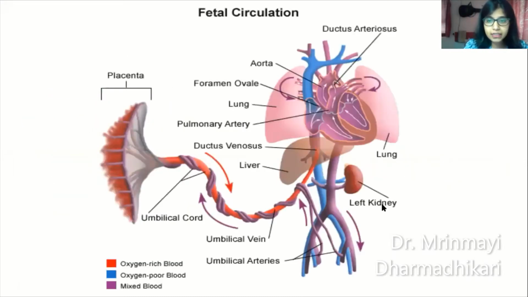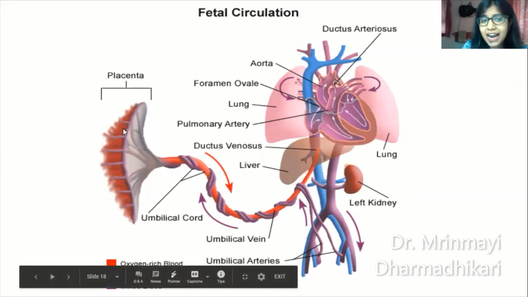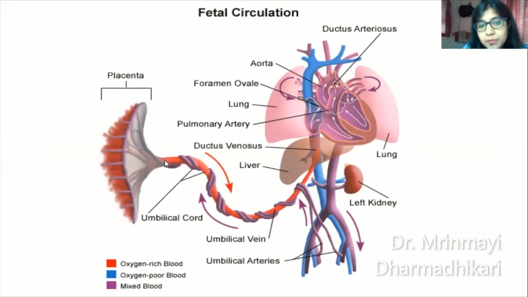So before getting into the intricacies or nuances of the Doppler findings in a growth restricted baby, let us quickly recapitulate fetal circulation. Okay, so we have the placenta, which acts as the fetal lung. Okay, so oxygenated blood from the placenta is carried by the umbilical vein to the fetus.